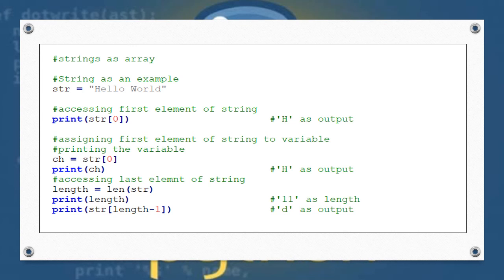Now if you want to print the last character, you can use length variable minus 1, because our string starts from 0. So the last character will be stored at the length minus 1 position. So you will get the output D as in the last code line.